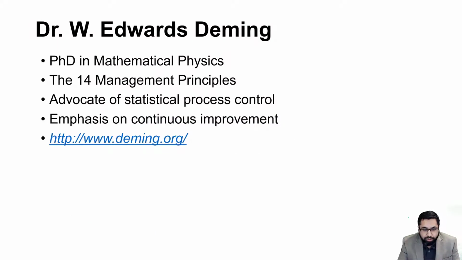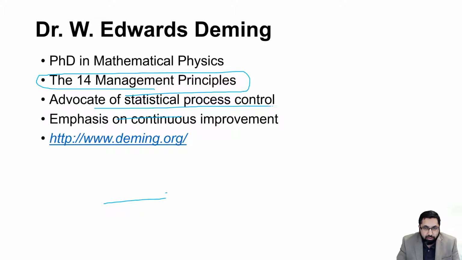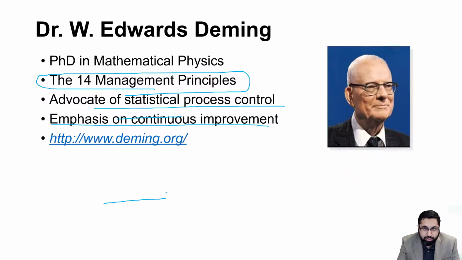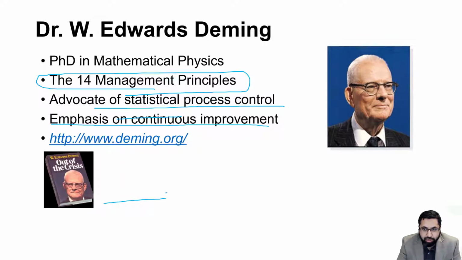So who was Edward Deming? Edward Deming and Joseph Juran are two pioneers of quality management. Edward Deming was a mathematical physicist. His 14 management principles became very famous. He was an advocate of statistical process control and emphasized continuous improvement. Okay, so this is what he looked like. And you'll see his picture crop up a lot of times in my quality management lectures, because I often use quotes by him, or the way he used to teach quality management. I use some of the techniques he used to use in this lesson.